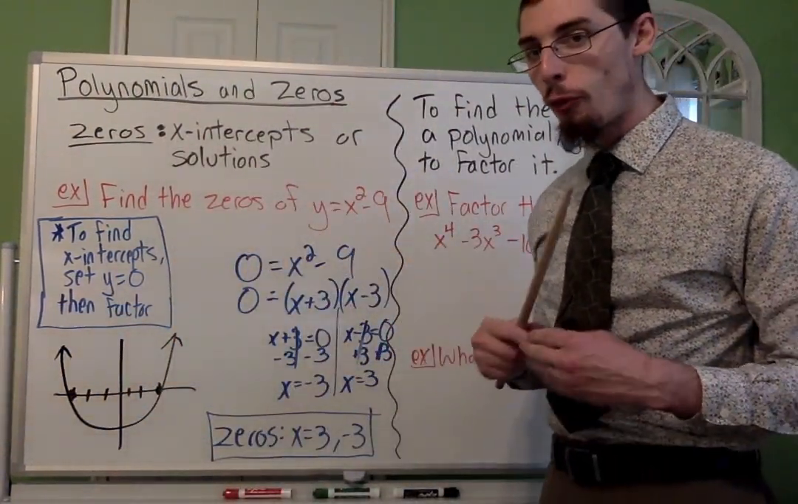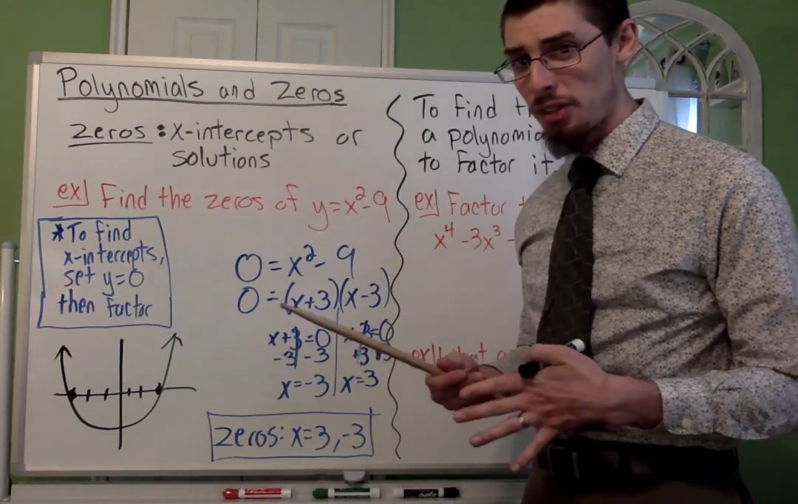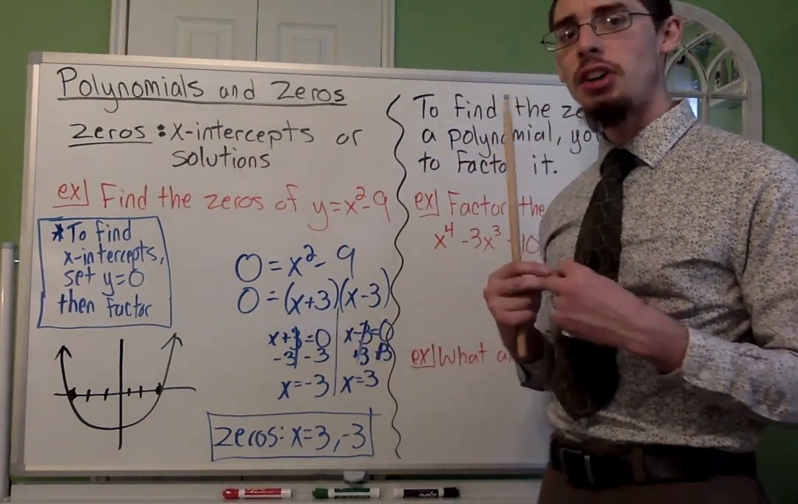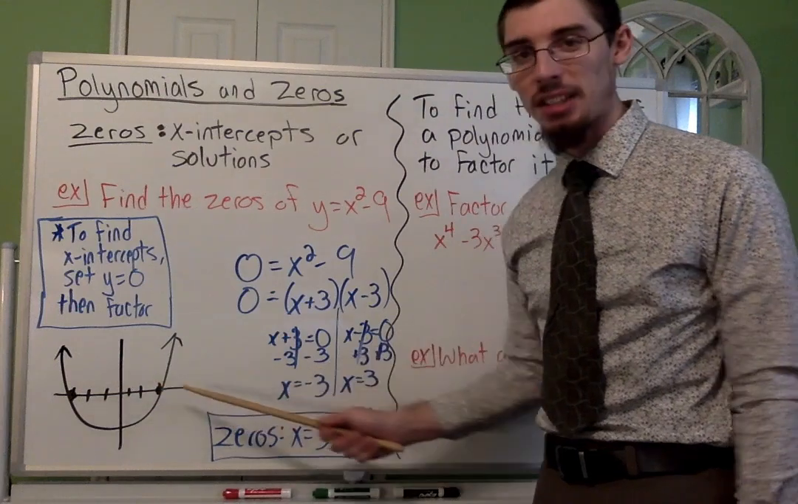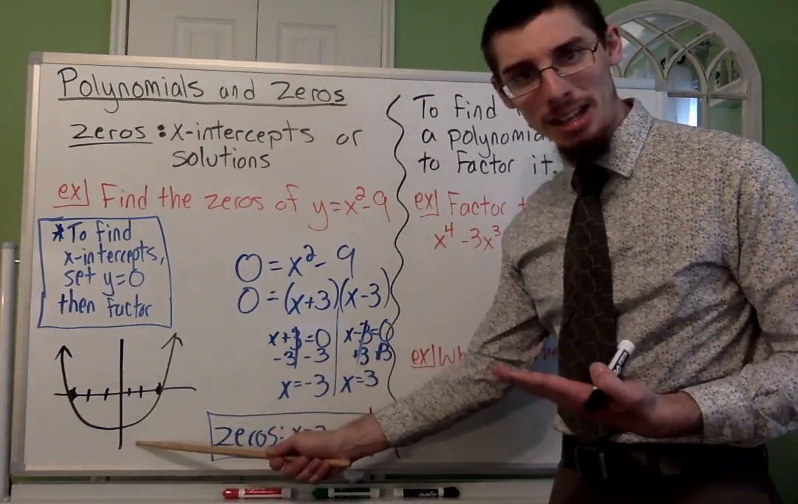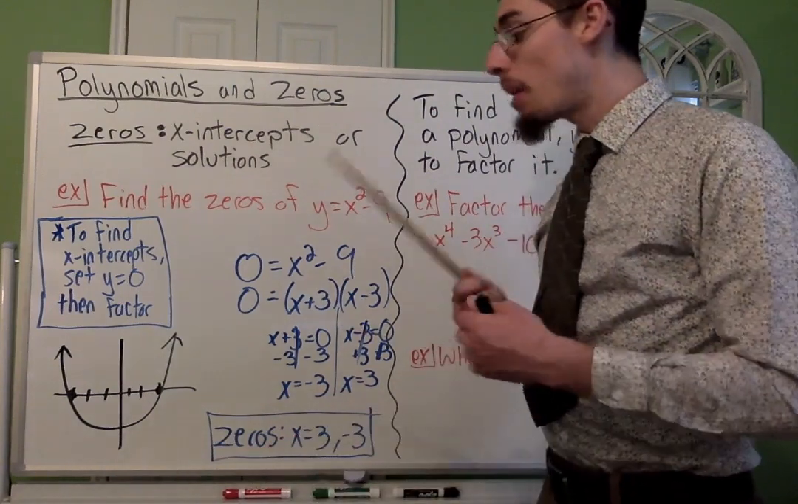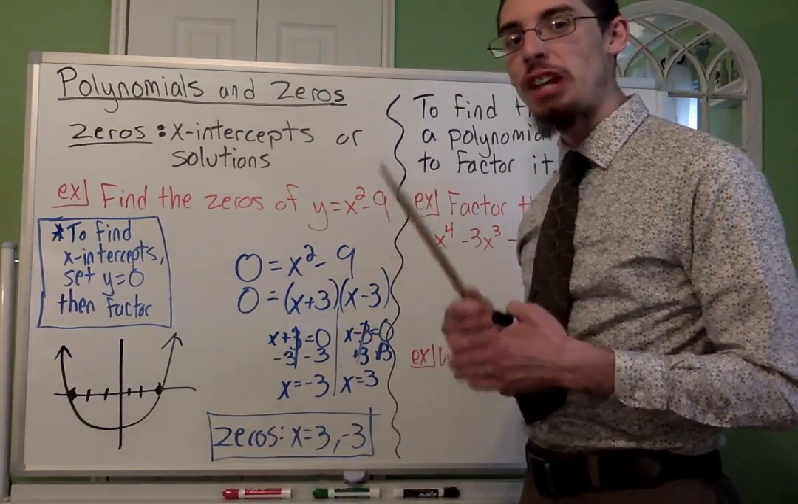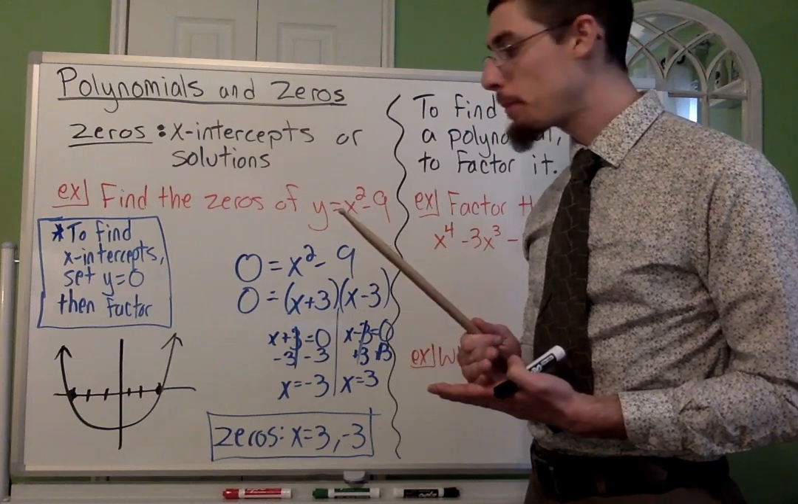Again, I'm not looking for 100% accuracy here because I'm trying to get us to understand the concept of these x-intercepts. Now, obviously, I could find the vertex to make it more accurate, but I'm trying to get us to understand the general shape of the graph.